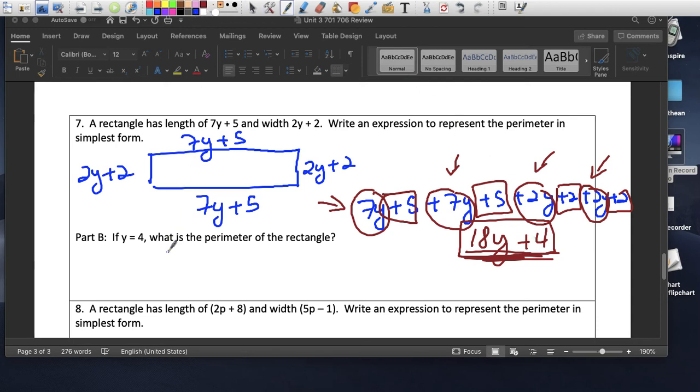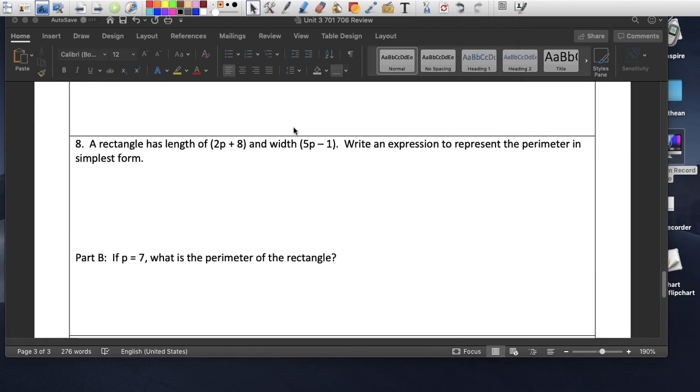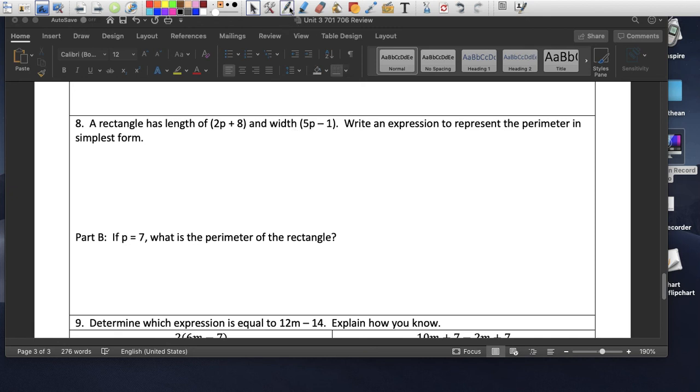Now, the second thing you're going to do is, well, I know it's 18y plus 4, but what happens when that y is 4 right here? So I get to substitute, so I'm going to write 18 times 4, and then plus 4, right? So I replace my y with 4. 18 times 4 is 72, and then I have to add 4. The perimeter of this rectangle is 76 units, and I don't know what units they're using. It doesn't matter. Number 8. Again, same question. Just for you to practice a little bit.